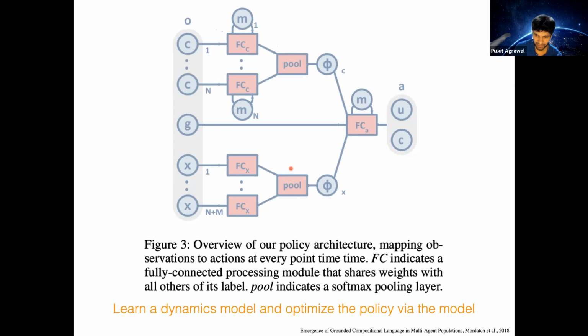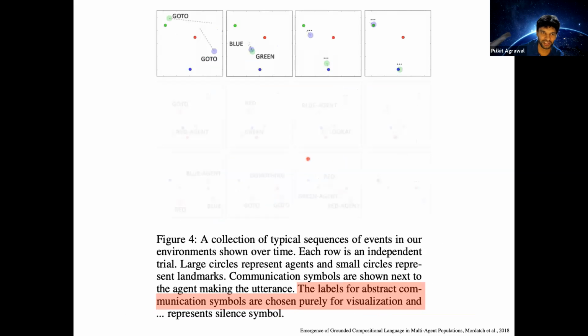Again, details are in the paper, but we'll just skip to the results. What they're showing over here is what kind of communication agents end up learning. Maybe the communication is "go to blue" or "go to green", which says what is the object I want the agent to go to. Over here, the large circles are agents, and the small circles are the landmarks where the agents need to go.